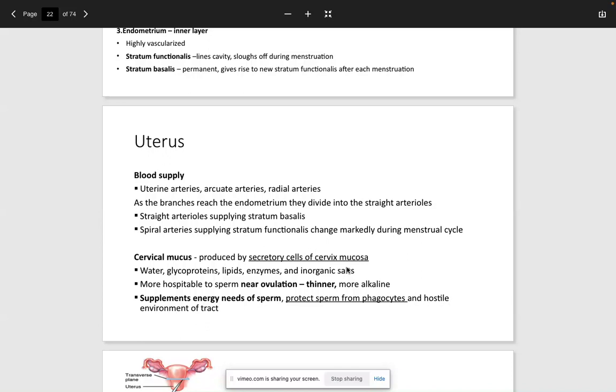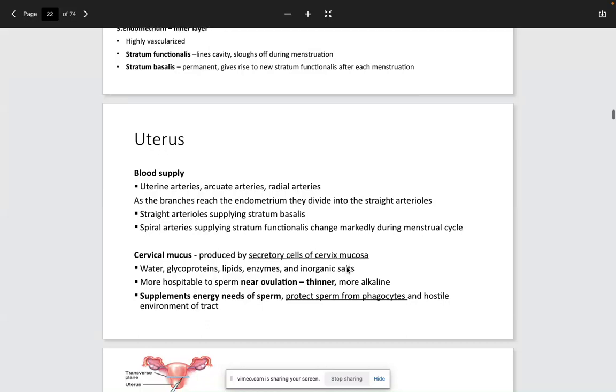So I think probably the most important thing to know on this slide is the cervical mucus is secreted by the secretory cells of the mucosa of the cervix. Also important to know is that it supplements energy needs of the sperm and it protects the sperm from phagocytes.